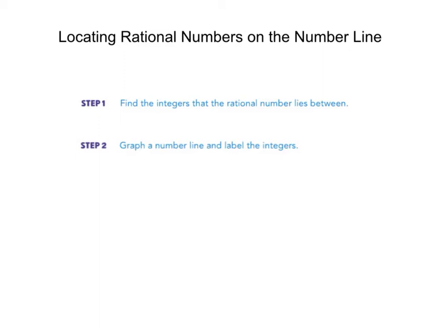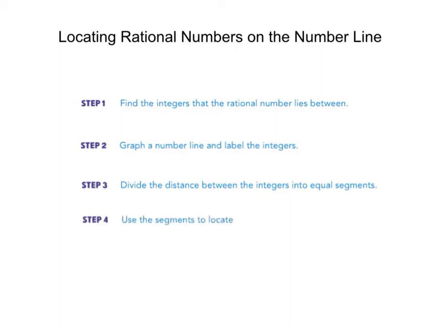Step number 3. Next, we are going to divide the distance between the integers into equal segments. So that means that we're going to break up the space in between each of our integers into even-sized pieces. And then finally, step number 4 is to use the segments to locate the rational number. So now that we've broken up the space in between our integers into equal segments, we'll be able to place our numbers on the number line. So let's go through these steps with an example.